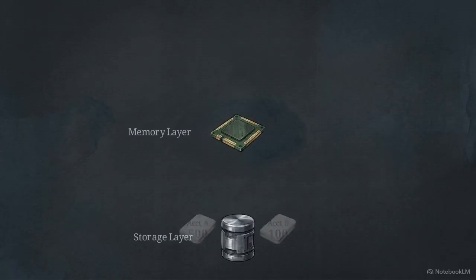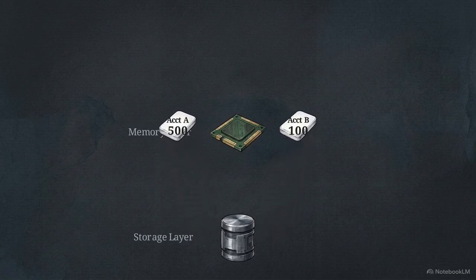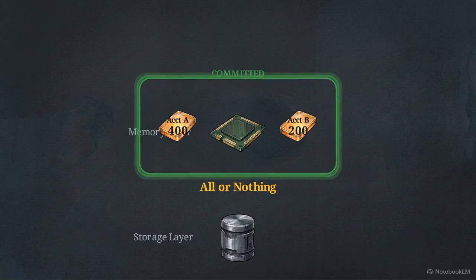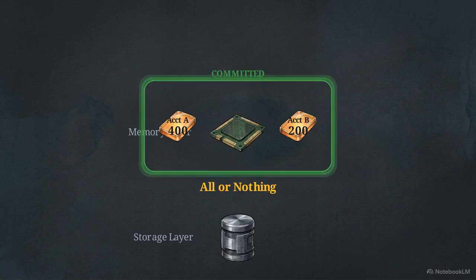To prevent this, databases wrap related operations inside a consistency boundary, called a transaction. When we run the transfer again, the database intercepts the sequential changes. The subtraction and the addition are staged inside this lock, isolated from the rest of the system state. The transaction enforces a rule. Both of these changes will be recorded together, or neither of them will be recorded at all.